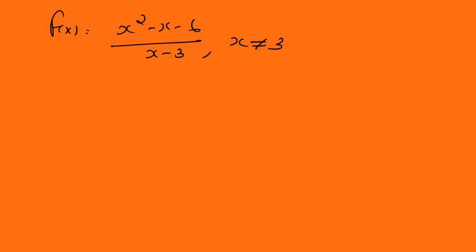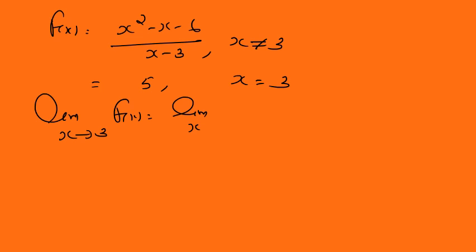Another question. f of x is equal to x squared minus x minus 6 by x minus 3, x not equal to 3, is equal to 5, x is equal to 3. So here you have to find limit x tends to 3 f of x. Limit x tends to 3, x squared minus x minus 6 by x minus 3.